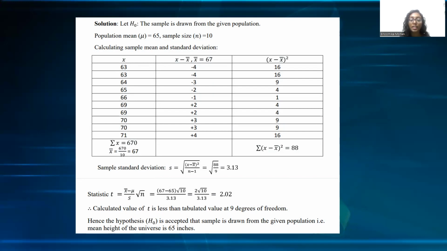Statistic t equals (x bar minus mu) by (s by root 10) equals (67 minus 65) into root of 10 by 3.13. That is 2 into root 10 by 3.13, that is equal to 2.02. Therefore, calculated value of t is less than tabulated value at 9 degrees of freedom. Hence, the hypothesis H0 is accepted that sample is drawn from the given population, that is, mean height of the universe is 65 inches.